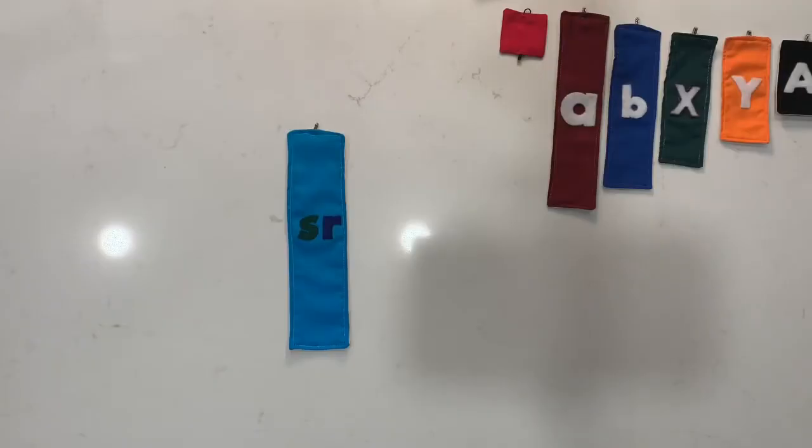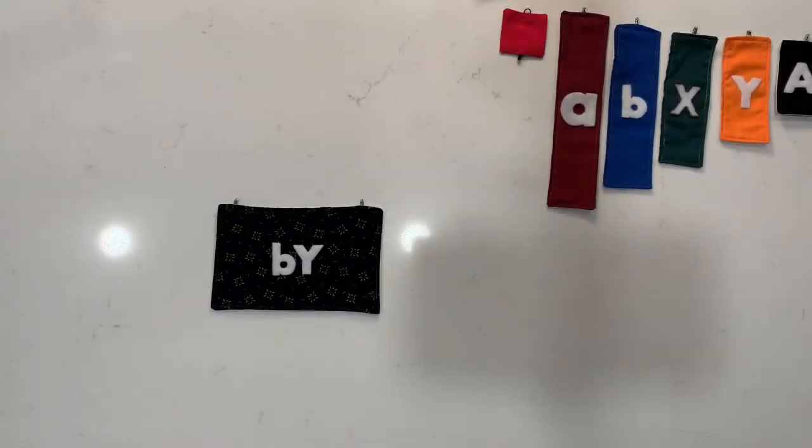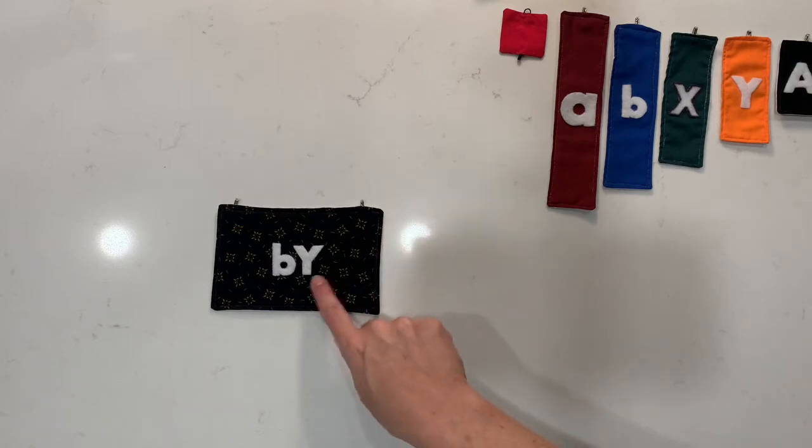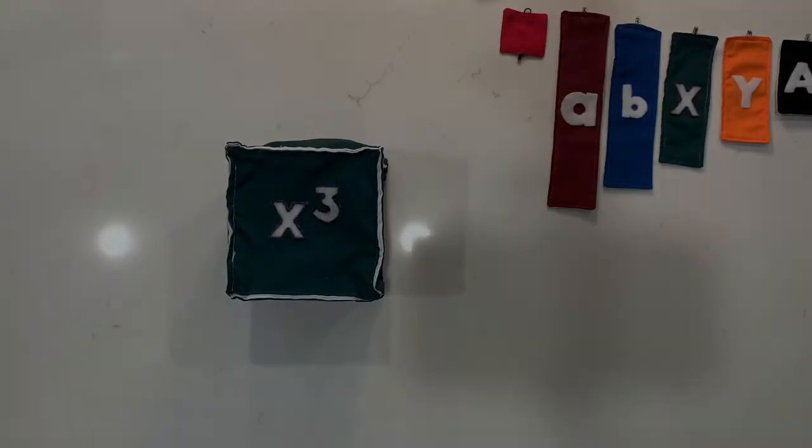This rectangle would be SR because it has a length of S and a width of R, and S times R gives us SR. This rectangle would be BY because it has a length of B and a width of Y, and B times Y gives us BY.